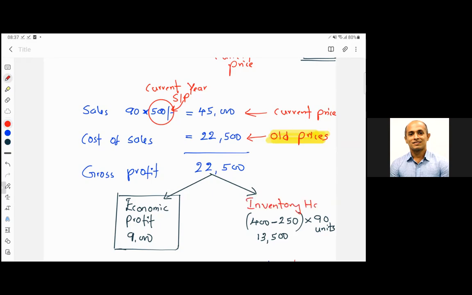Inventory holding gain. You see inventory holding gain 13,500, economic profit 9,000. The total is 22,500.